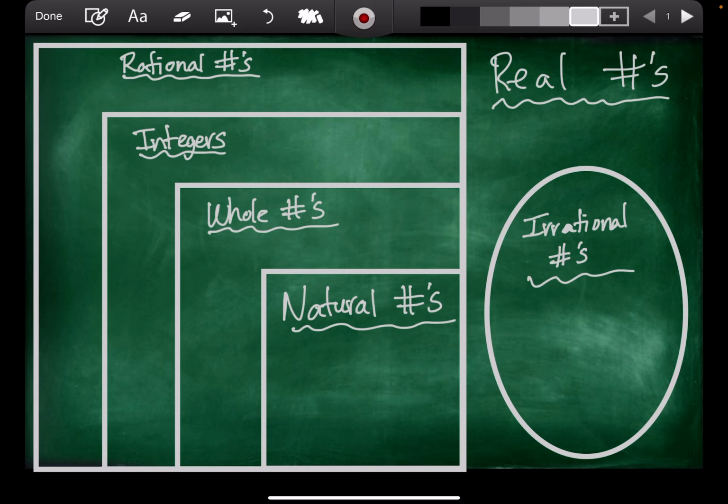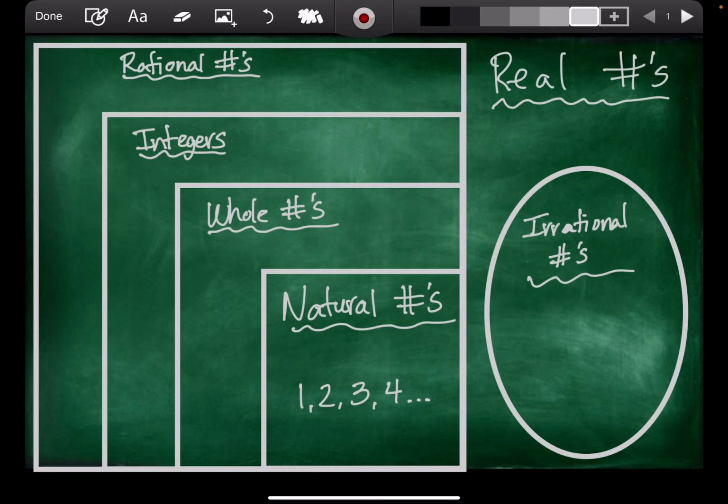First, we're going to start on the left side with the smallest box. That's natural numbers. Natural numbers are all positive numbers. Examples would be 1, 2, 3, 4, and so on. So they can't be decimals or fractions. It cannot be zero or negative numbers, but any positive numbers.